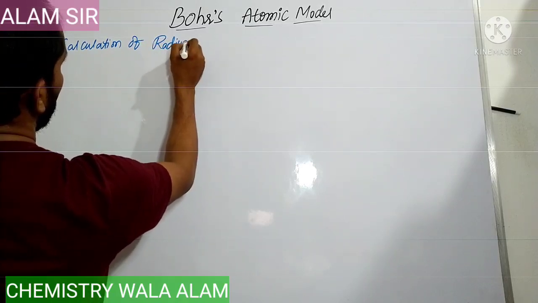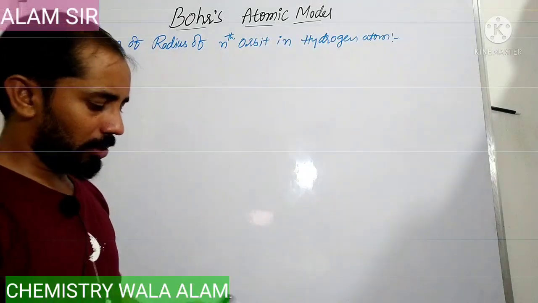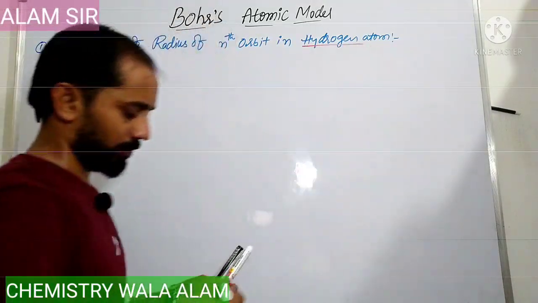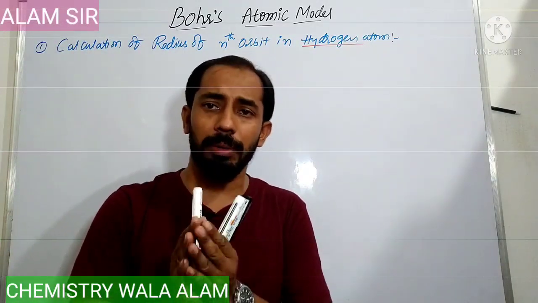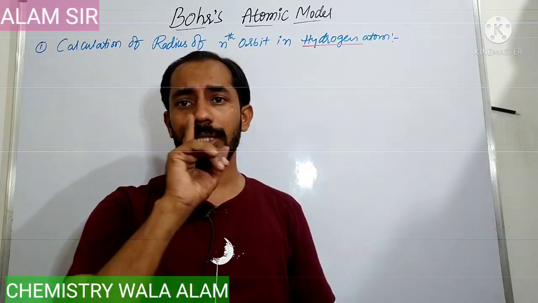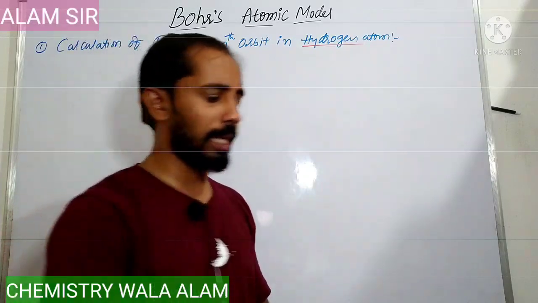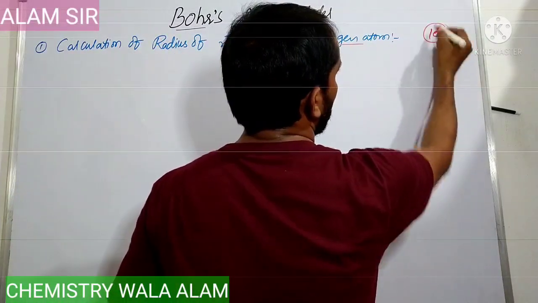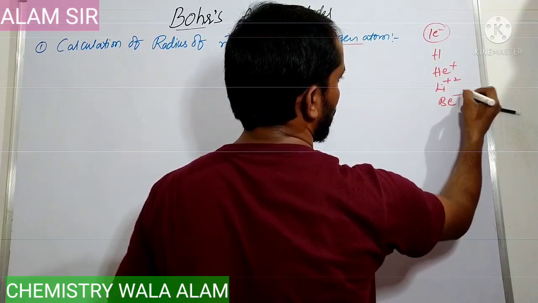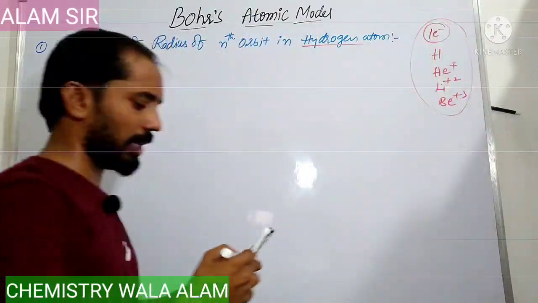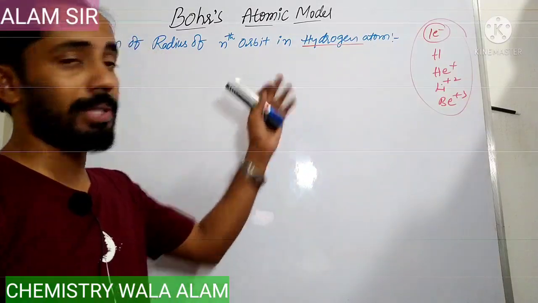Calculation of the radius of the nth orbit. Here you may get one doubt: why did he take only the hydrogen atom? Here Bohr's atomic model depends on single electron species. This is a major drawback of the Bohr theory. It can be applicable only to single electron species such as hydrogen, He+, Li+2, Be+3, like these species. So he considered the hydrogen atom and successfully explained the structure of the spectra of the hydrogen atom.